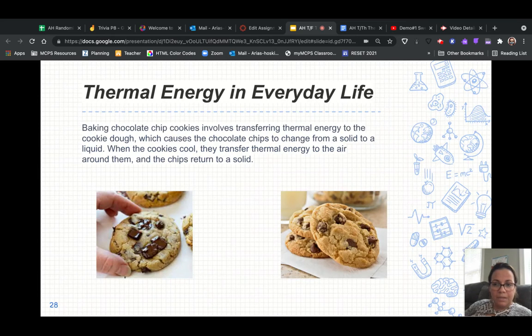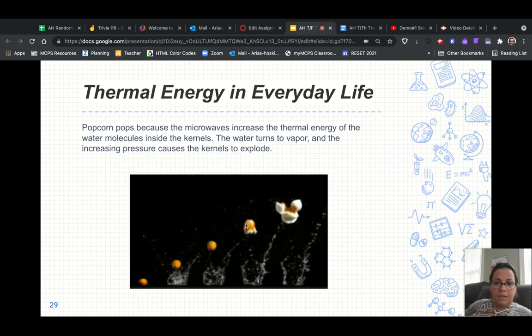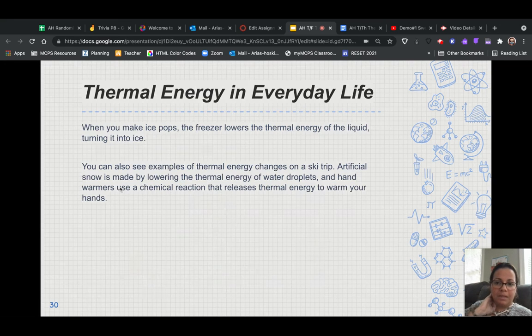Once you're done with the games, I just want to mention this part right here, thermal energy in everyday life. Think about this. Baking chocolate chip cookies involves transferring thermal energy to the cookie dough, which causes chocolate chips to change from a solid to a liquid. So look at the pictures right here. When the cookies cool, they transfer thermal energy to the air around them and the chips return to a solid. Okay? So these are different examples. For example, you have the other one here for the popcorn pops, and then you have another one for the ice pops and the skid trip.